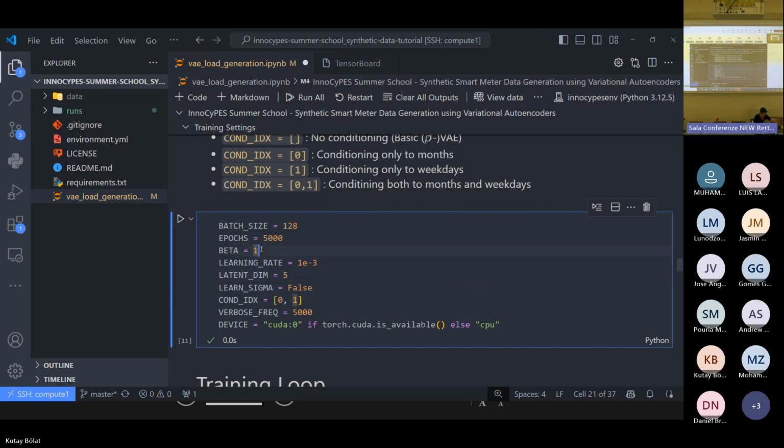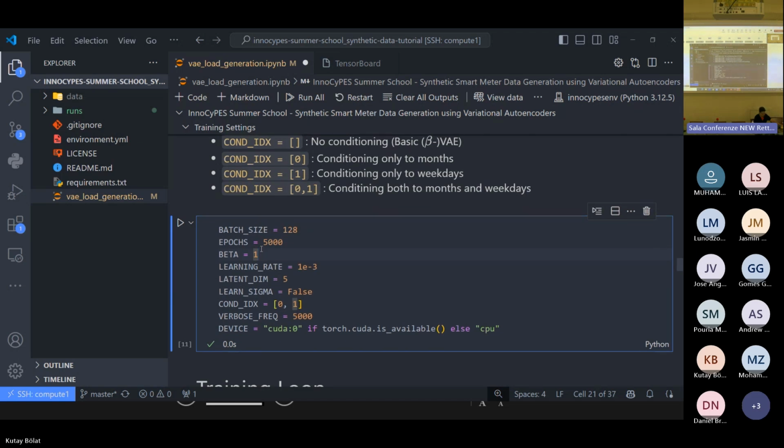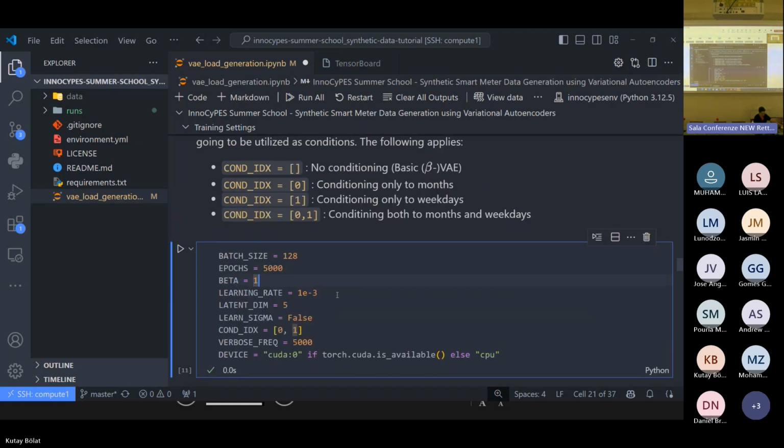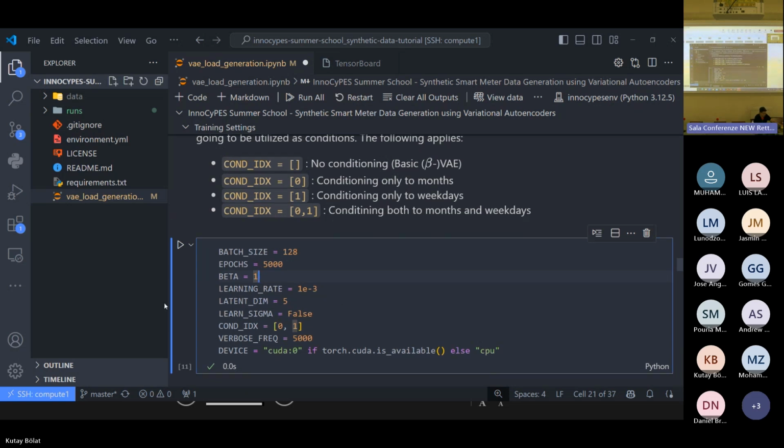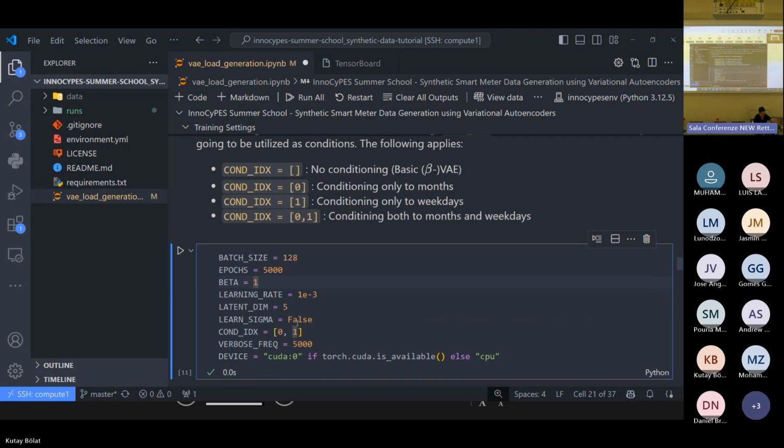There's a beta. Don't forget about it for now. It's a weight for the KL divergence term. We're gonna set it to 1, and the rest are basic neural network training parameters, batch size, epochs, etc. The other thing is for the ablation study. If you leave the condition index empty, you don't use any condition. It's a basic VAE. If you put only 0, you're conditioned only on the months. If you put 1, it's only weekdays, and if you put 0 and 1, it's both.